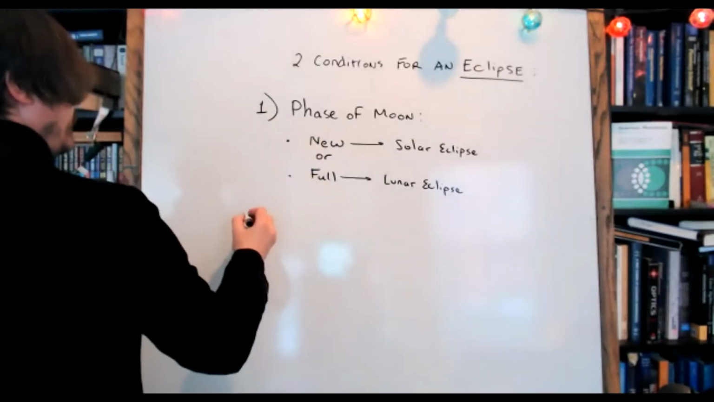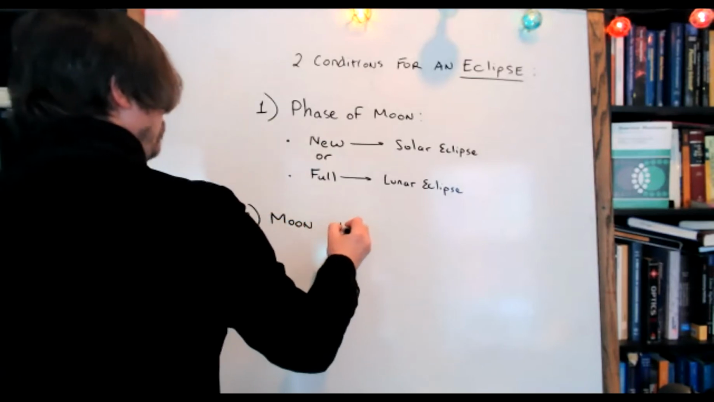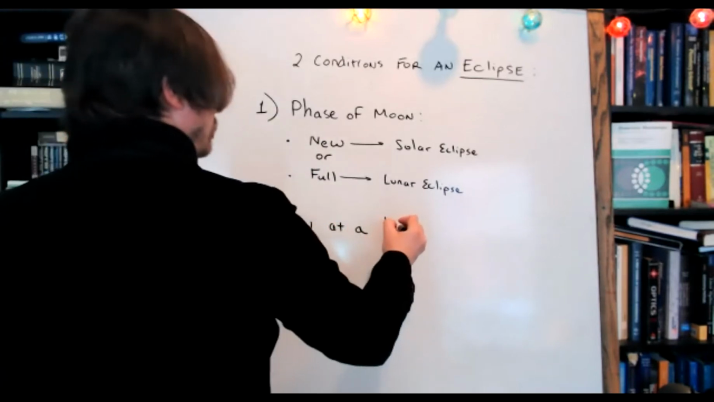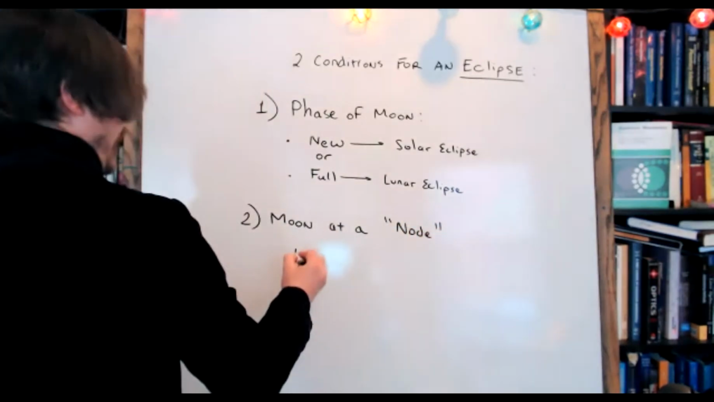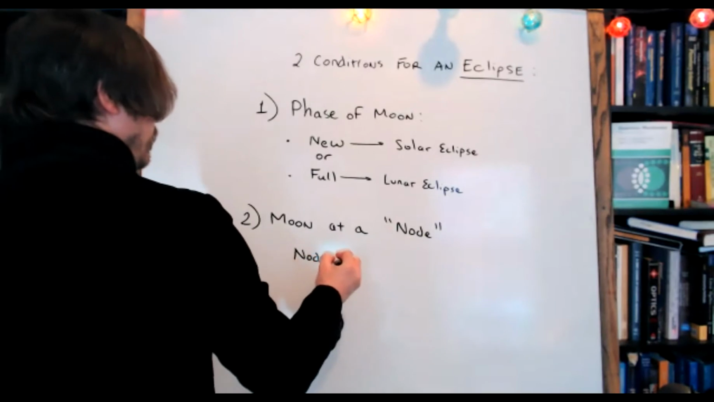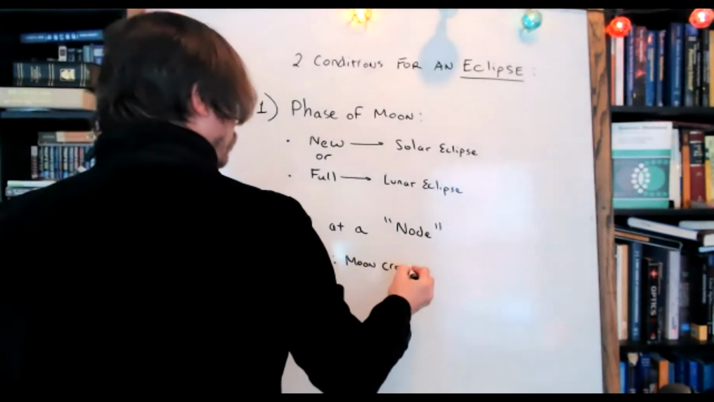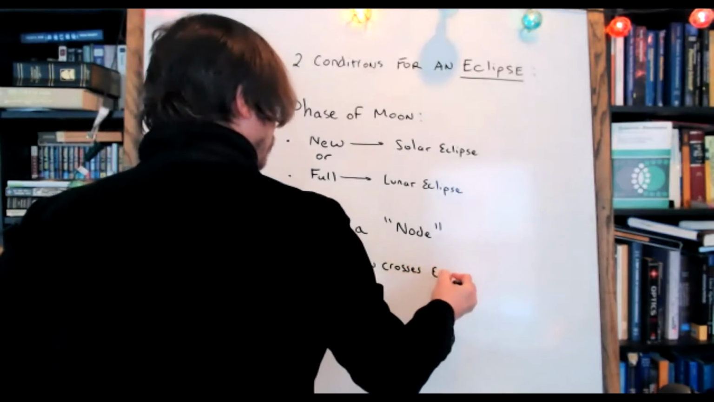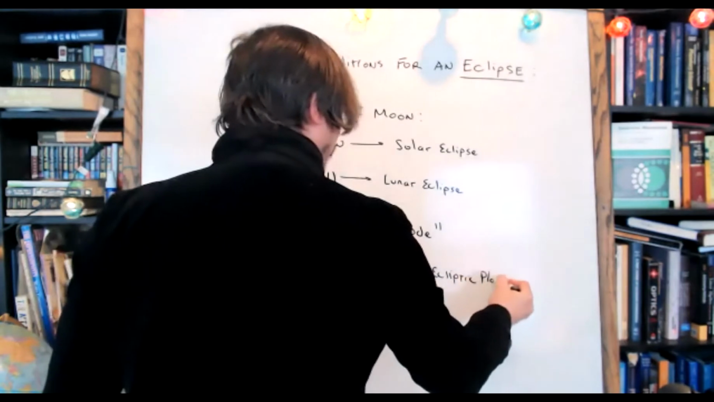The second condition is that the moon must be at what's called a node. And a node happens when the moon crosses the ecliptic plane.